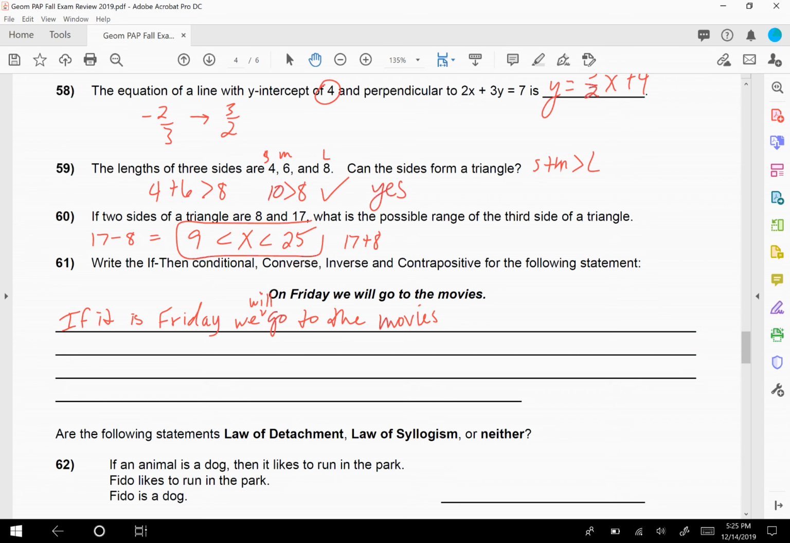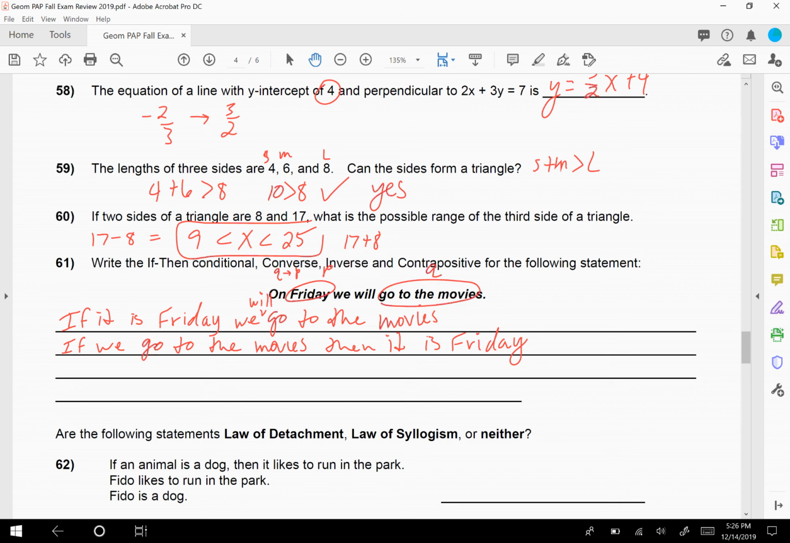So now we need the converse. Converse, it's Q then P. So if we go to the movies, then it is Friday. Okay, so remember, because being Friday, that's your P. Going to the movies, that's your Q.